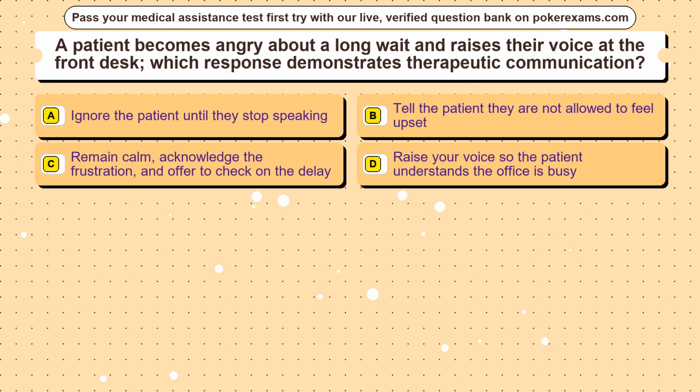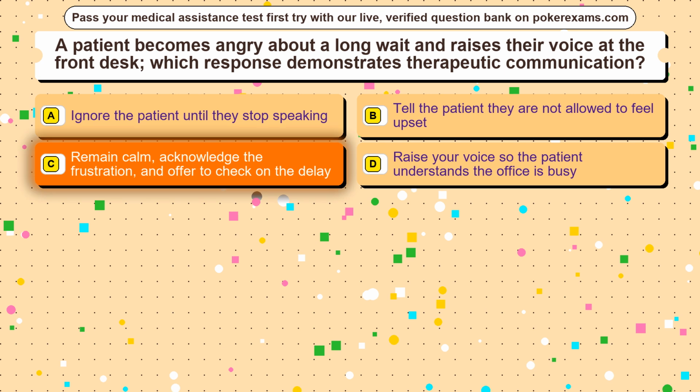Question 51. A patient becomes angry about a long wait and raises their voice at the front desk. Which response demonstrates therapeutic communication? Option A. Ignore the patient until they stop speaking. Option B. Tell the patient they are not allowed to feel upset. Option C. Remain calm, acknowledge the frustration, and offer to check on the delay. Option D. Raise your voice so the patient understands the office is busy.